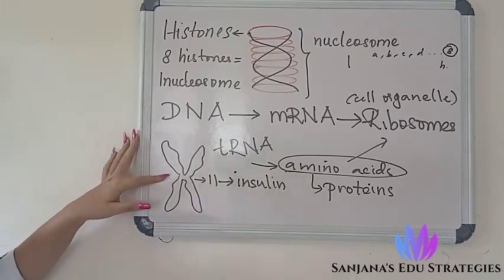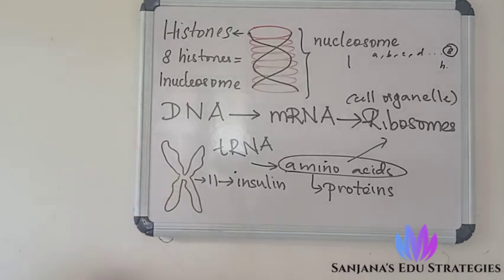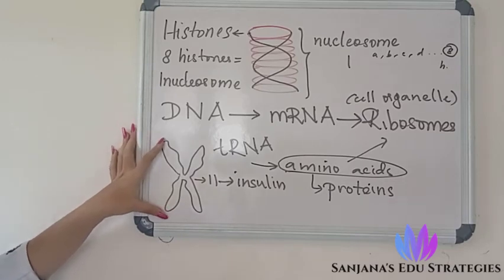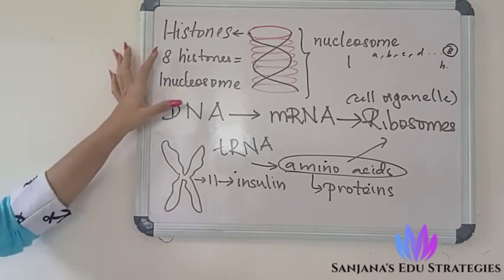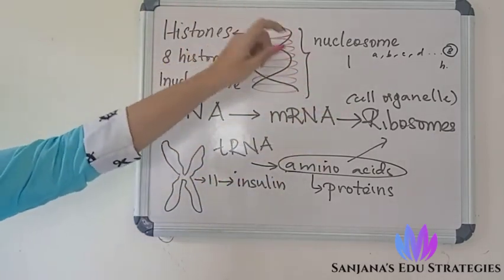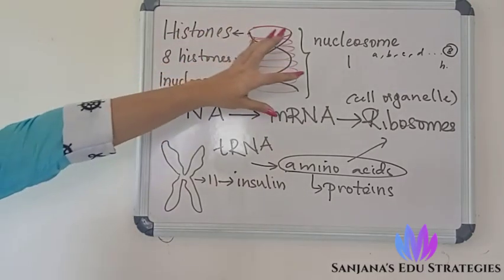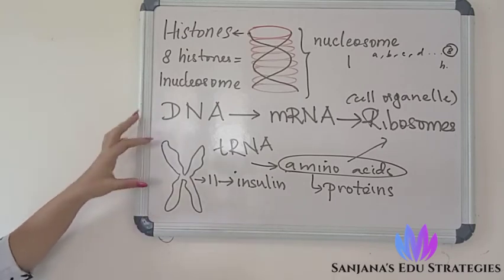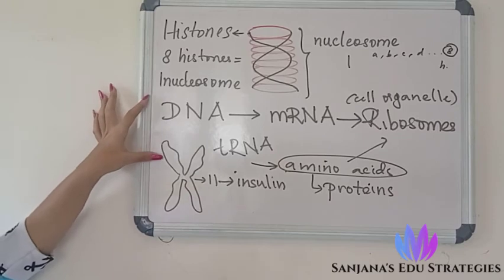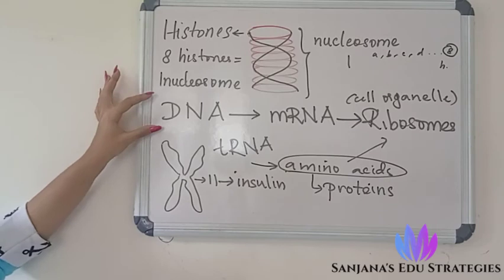Which means this chromosome 11 will have DNA. Yes, it is having DNA. We saw how this chromosome is having DNA. After chromosome, we saw nucleotides, then histone, then nucleosome. Inside a histone you have a strand, that is DNA, which means DNA is present inside this chromosome. DNA is present inside which chromosome? Chromosome number 11.